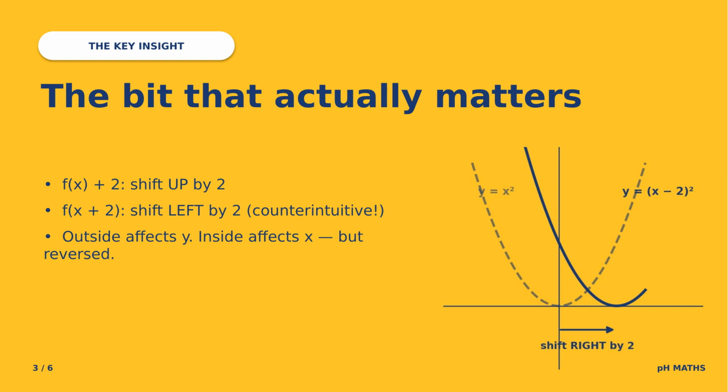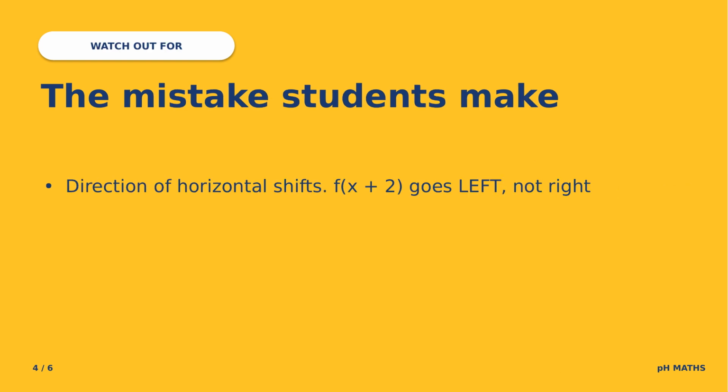Key insight: f(x) + 2 means shift up by 2. f(x + 2), with the plus 2 inside the bracket, means shift left by 2. Counterintuitive but true. The reason? To get the same output value, your input needs to be 2 smaller, so the whole graph slides left. Outside affects y, inside affects x, but backwards.